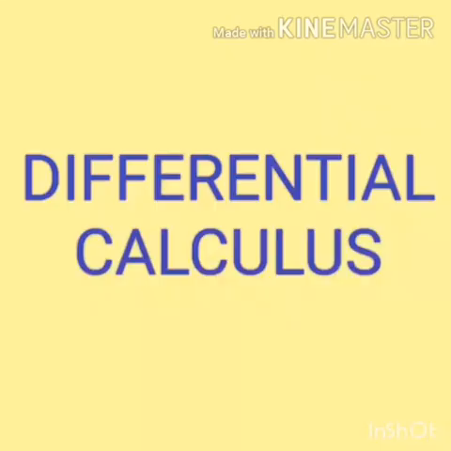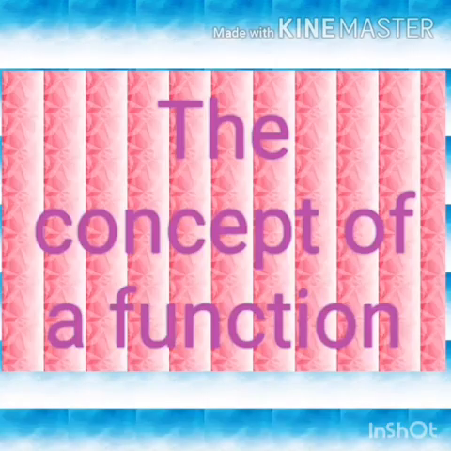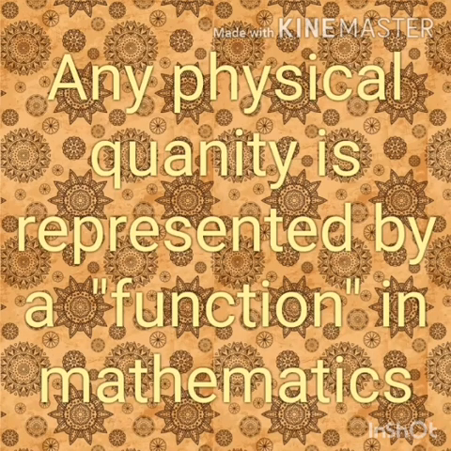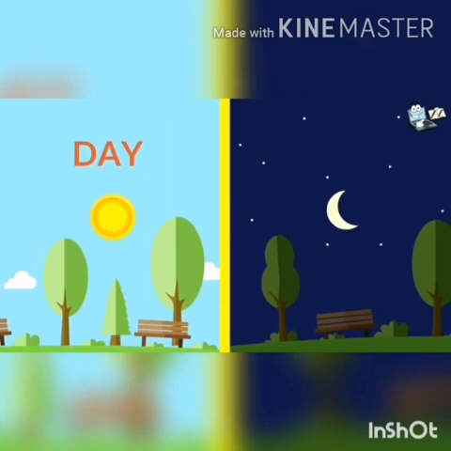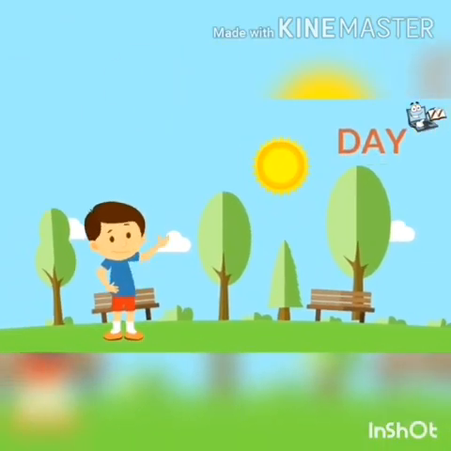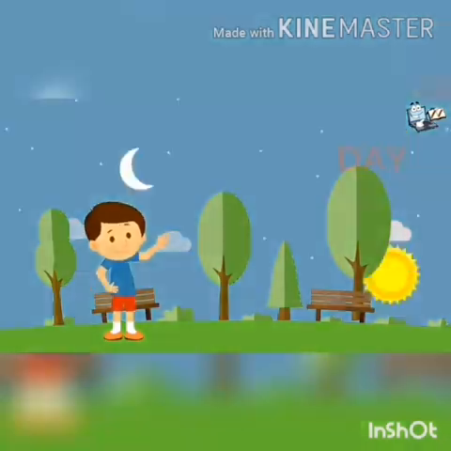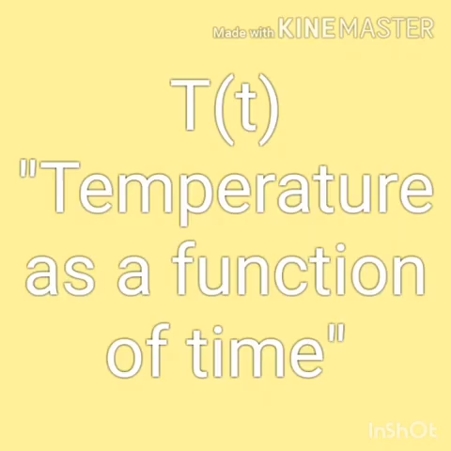The next one, differential calculus. The first one, the concept of a function. Any physical quantity is represented by a function in mathematics. Take the example of temperature T. We know that the temperature of the surrounding is changing throughout the day. It increases till noon and decreases in the evening. At any time small t, the temperature capital T has a unique value. Mathematically, the variation is represented by T of t. It is called temperature as a function of time. It implies the value of T is given by the function T of t.